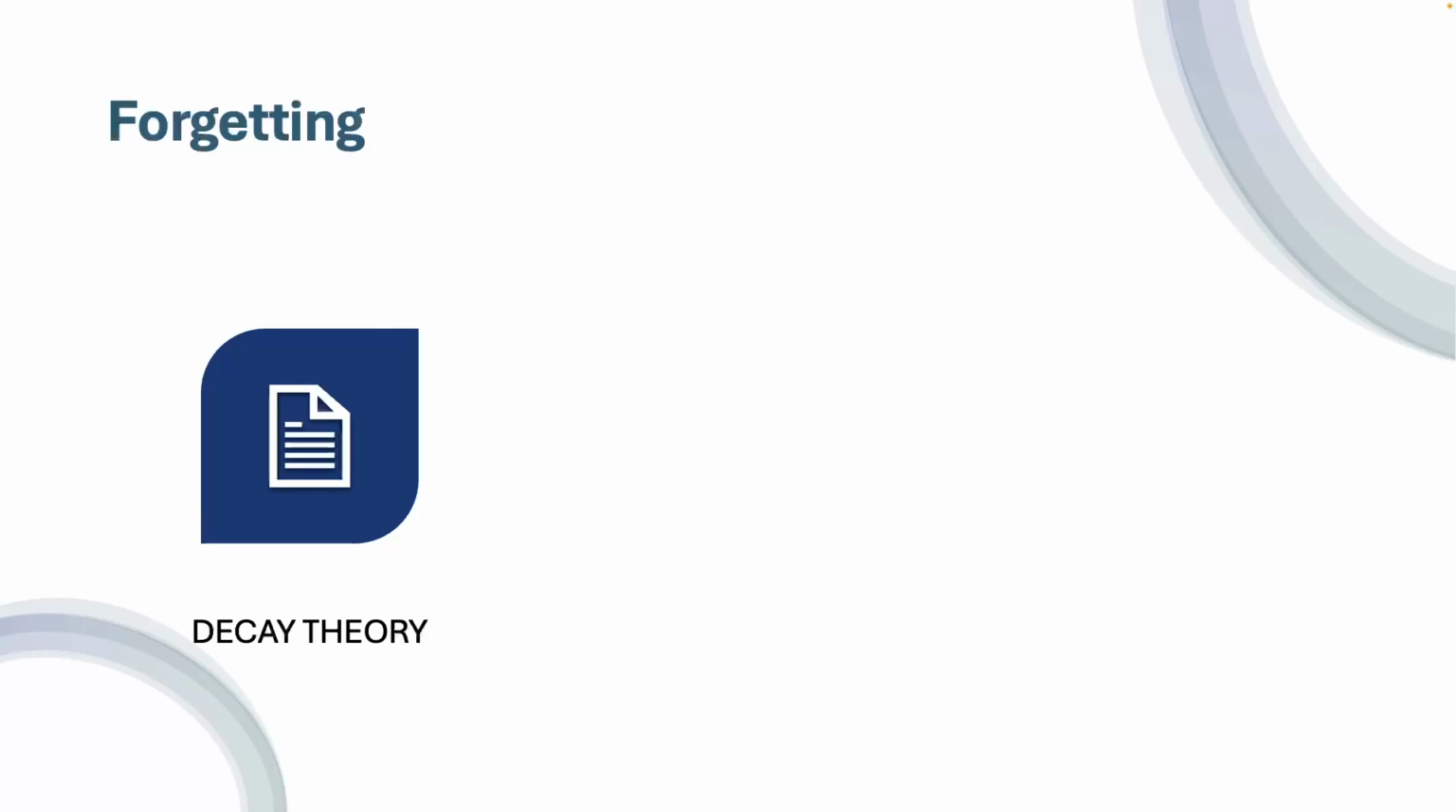Forgetting occurs when information cannot be retrieved from memory. Several theories have been proposed to attempt to explain why forgetting happens. One example is this idea of decay theory, which suggests that memory traces fade over time if they are not rehearsed or used. The idea is that you have to keep on continuously using them, otherwise they will eventually disappear.